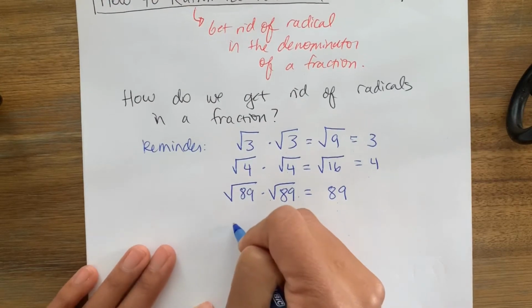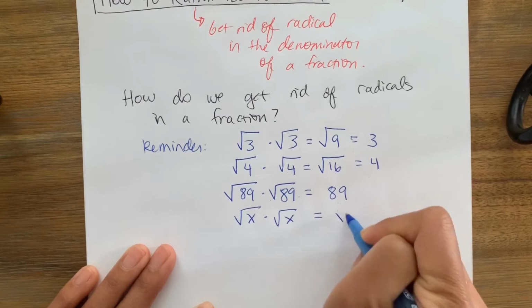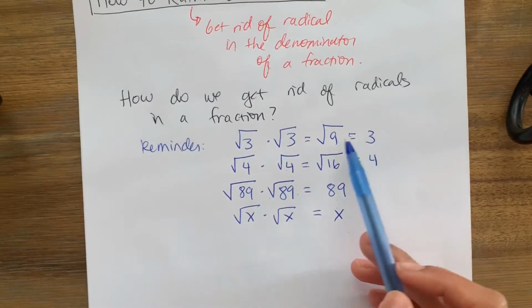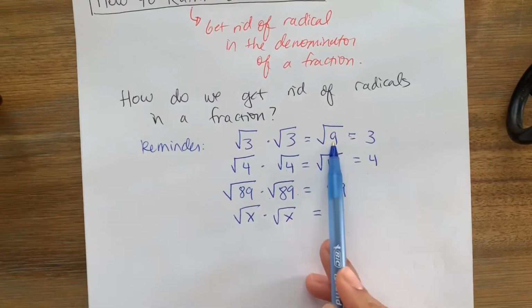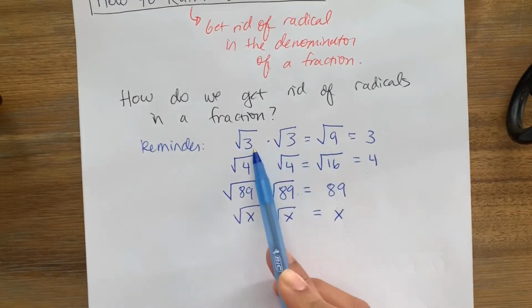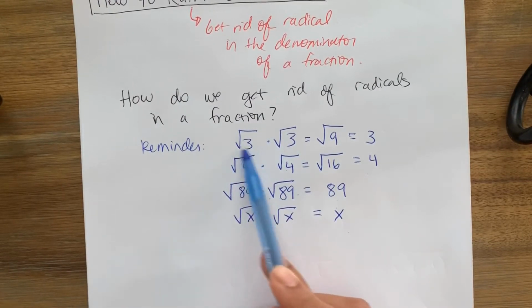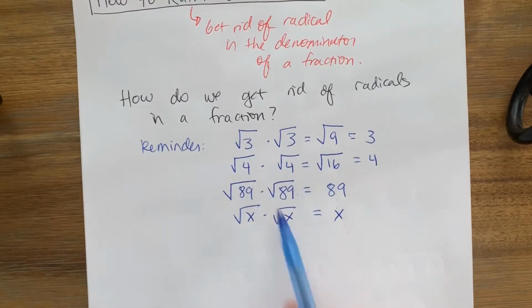Same thing with letters. If I have square root of x times square root of x, the answer is just x, right? And this is because of what a radical is. A radical is asking, what number do you multiply twice to give you the number 9? The number you're multiplying twice is the radicand inside. So just a reminder of that.